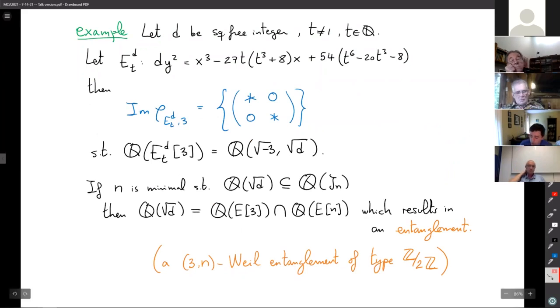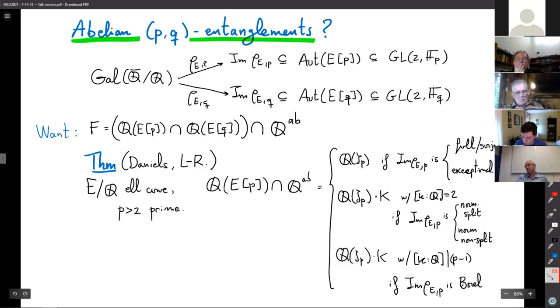For example, for this family of elliptic curves, for any t and then any d a square-free integer, the mod 3 image is a diagonal image. And we can actually write down what the field of definition of the 3-torsion for this family is. As I change d, I get entanglements with other fields. So this will be contained in some cyclotomic field, and that tells me that the 3rd division field and the N division field are entangled. And I can build those kinds of entanglements in several scenarios.